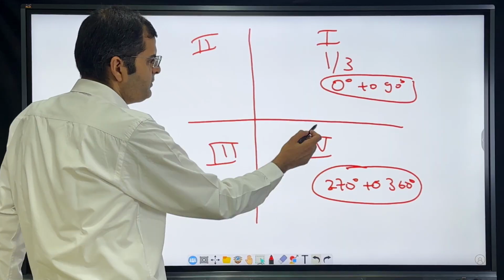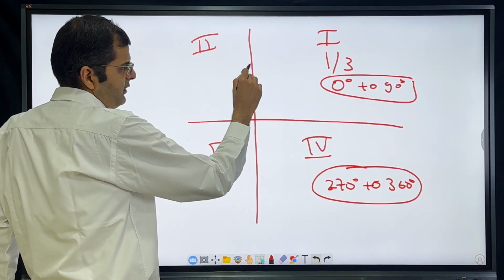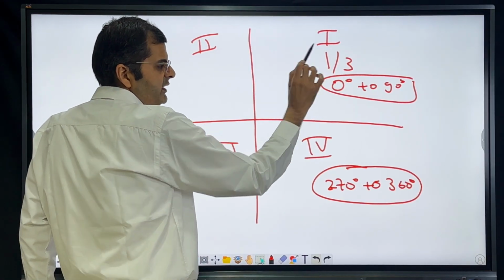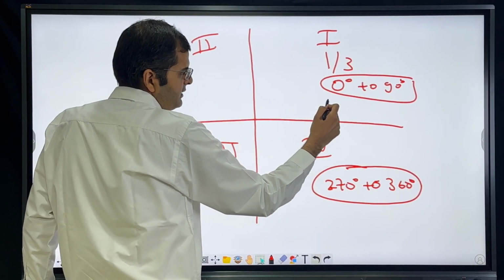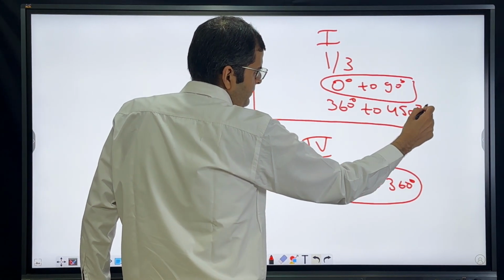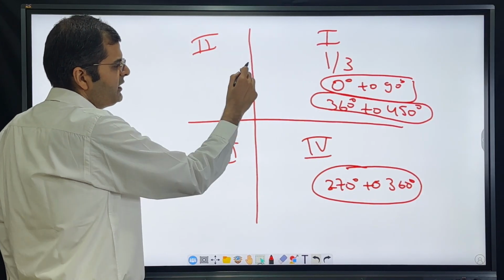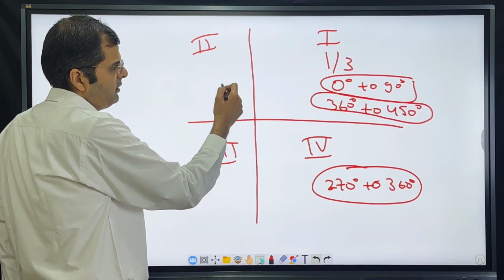We still have to go from 360 to 540. So for 360 to 450 if I go, which is the next 90 degree, again I am in the first quadrant. So first quadrant I will get 1 by 3 as an answer for positive value of cos. So I will get another value from 360 degree to 450 degree. And finally then we go from 450 degree to 540 degree. We don't get any cos value as 1 by 3 because cos becomes negative here in the second quadrant.